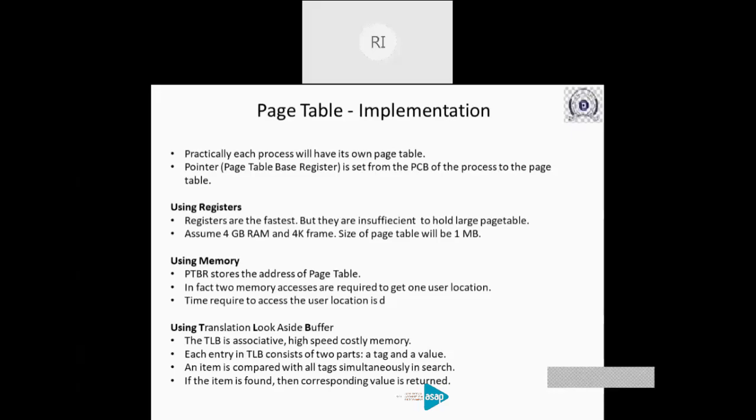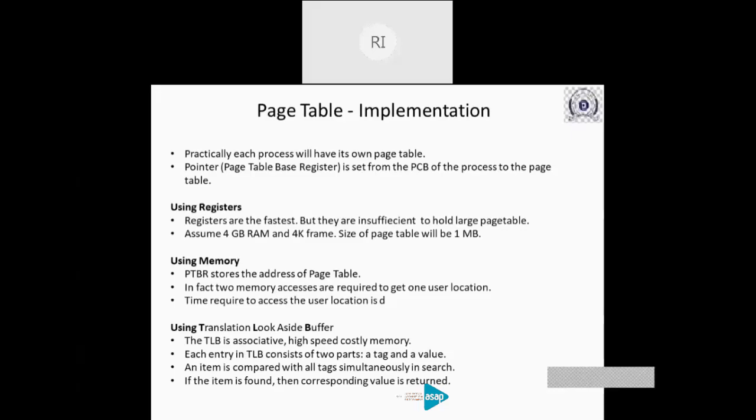The peculiarity of associative memory is that every entry in associative memory consists of two parts, that is a tag and a value. Every entry has two parts, tag and value. This associative memory is used for lookup operation, that is for searching operation.